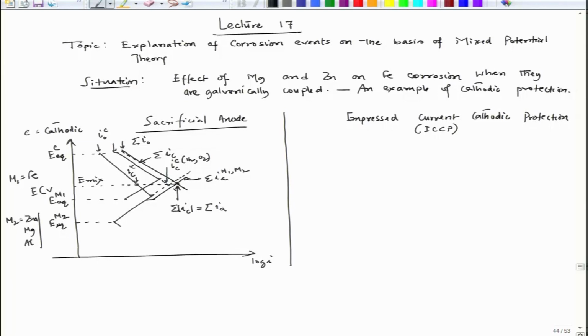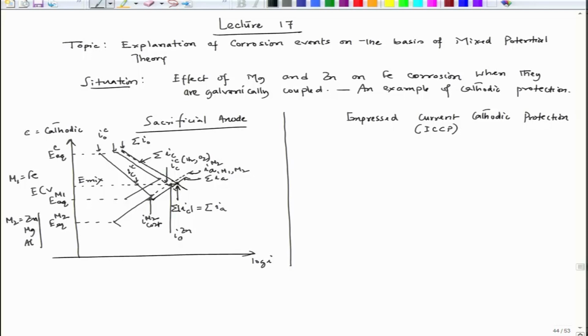So, this line is nothing but IA of M2, and M2 of course, we could see that it could be zinc, magnesium, aluminum. So, the rate at which zinc dissolution or M2 dissolution would take place, this is the rate. So, had it been the situation where zinc is separately placed in that electrolyte, the dissolution of zinc would have been here. So, this is I corr of zinc, or since we are talking about M2, this is M2, this is I corr.